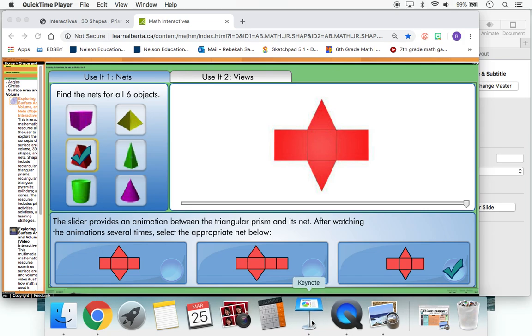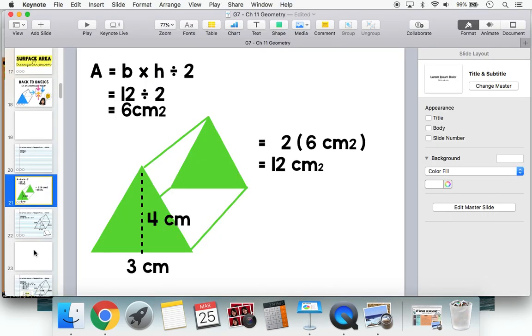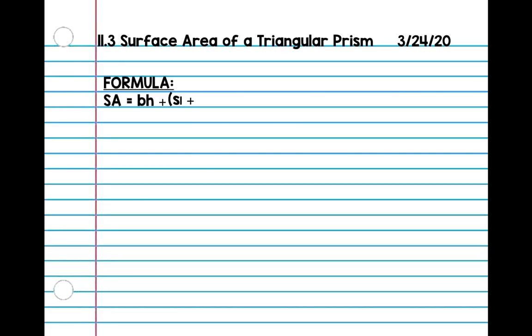Okay, so let's go back to our slide. I'm going to show you. Okay, so go ahead and write that down. So base times height plus side 1 plus side 2 plus side 3 times height. And you notice height here is a capital. Okay, so we're not talking about triangle height. We're talking about the whole prism's height.